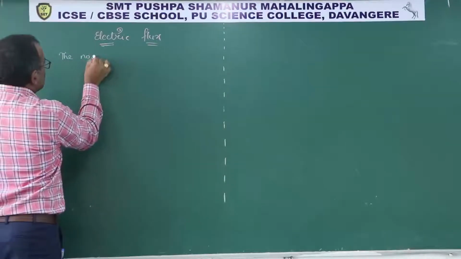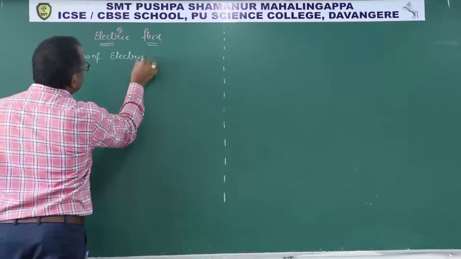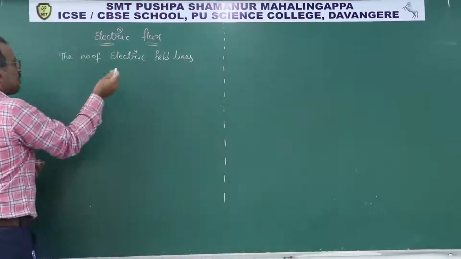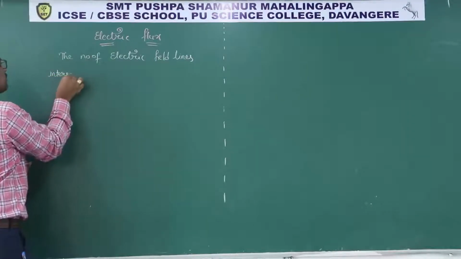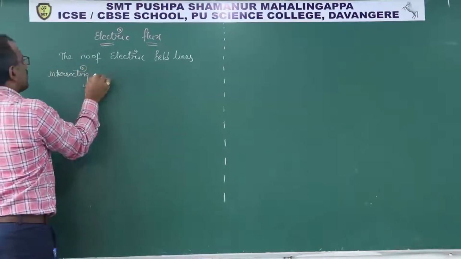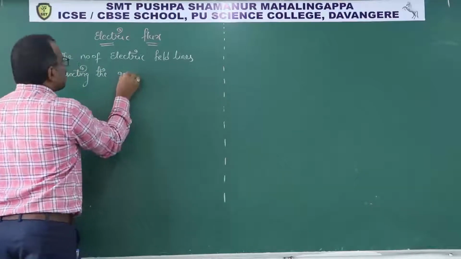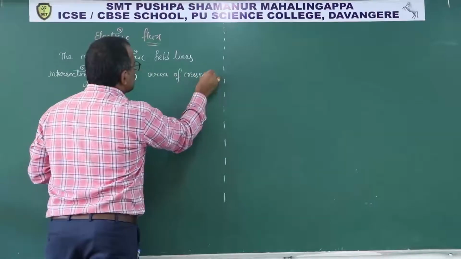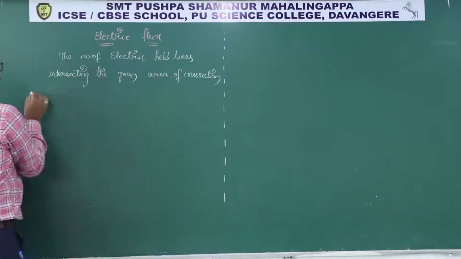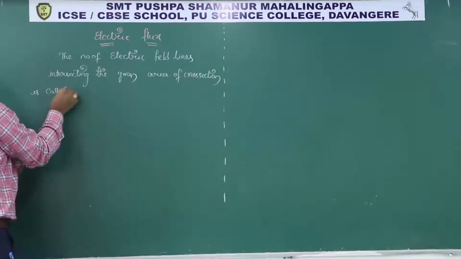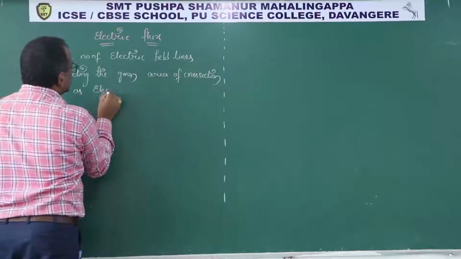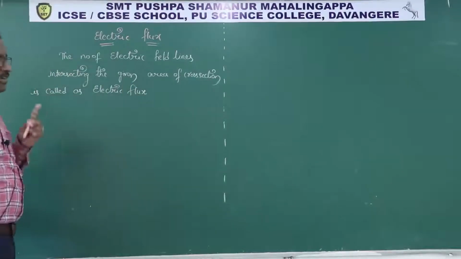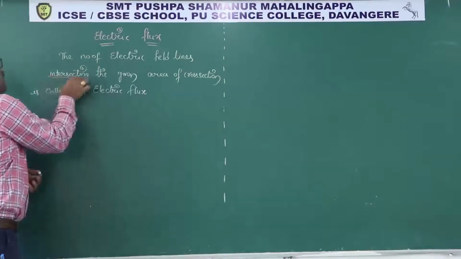The number of electric field lines intersecting the given area of cross section is called electric flux. You have to understand what you mean by intersecting.